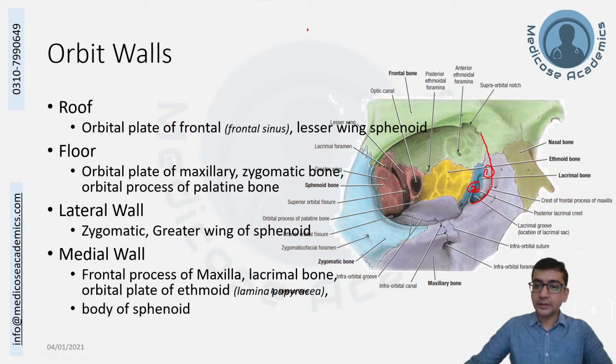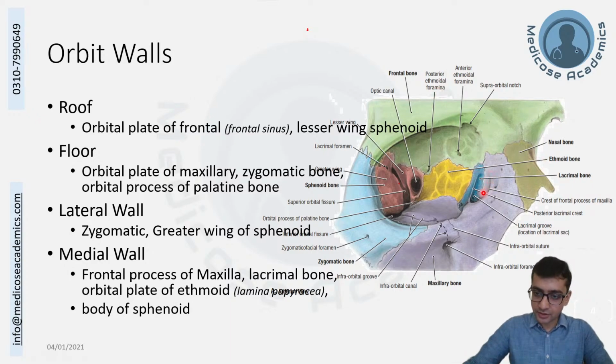If we go back, the third bone will be the ethmoid bone. And if you go further back, it will be this bone, the body of the sphenoid bone. So these are the bones that make the medial wall of the orbit. Front to back, there will be maxilla, then lacrimal bone, then ethmoid bone, and then the body of the sphenoid bone.